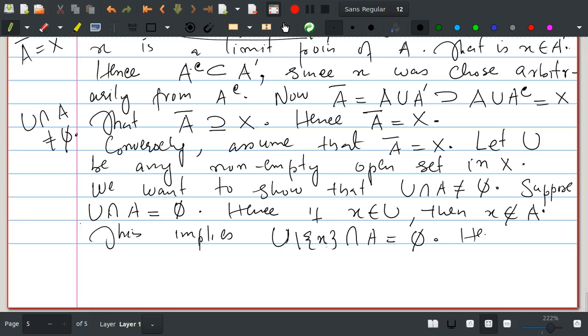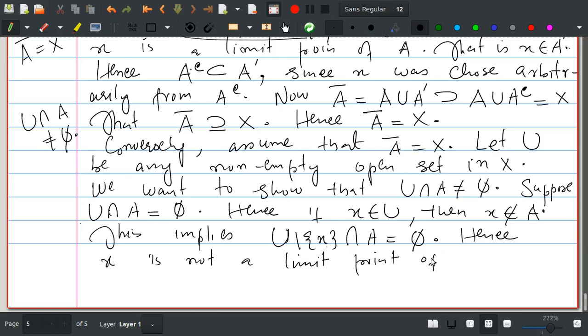So hence x is not a limit point of A. So this is not possible since A closure is X.